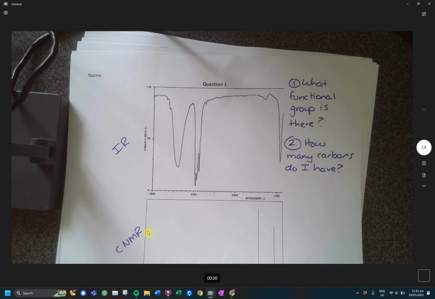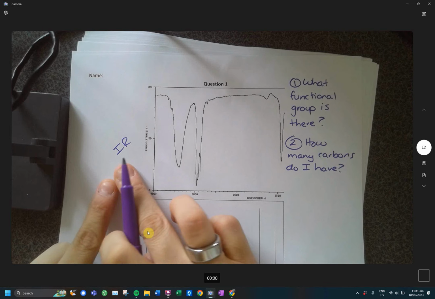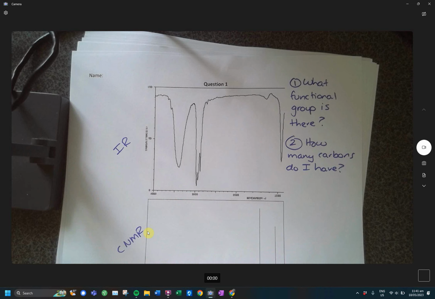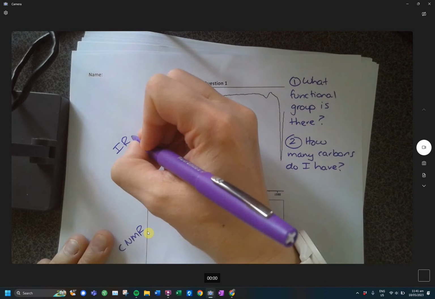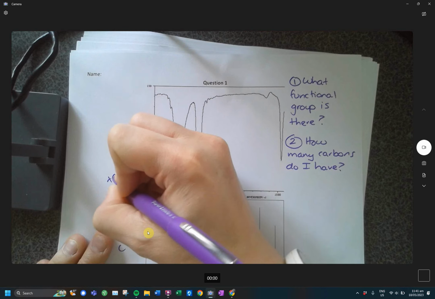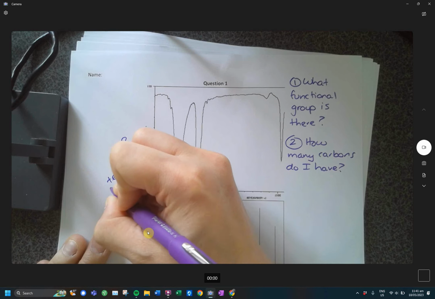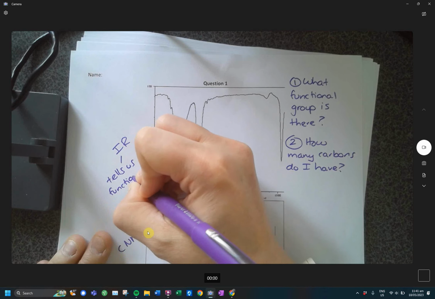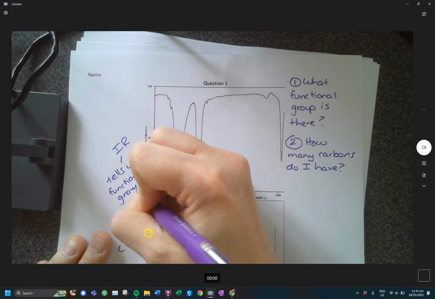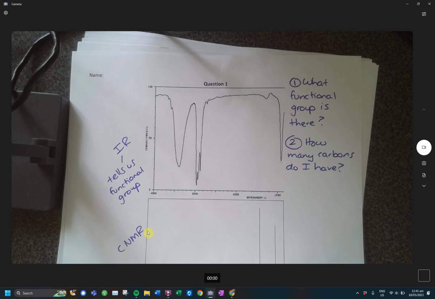So this first question here, what functional group is there? There are 2 ways we're going to figure that out. The main way we are going to figure that out as our first go-to point is using the IR spectra. So the IR tells us functional group. Cool. All right, keep going.